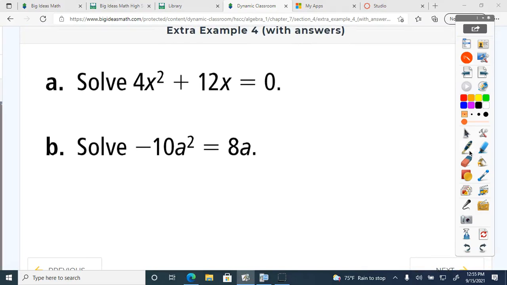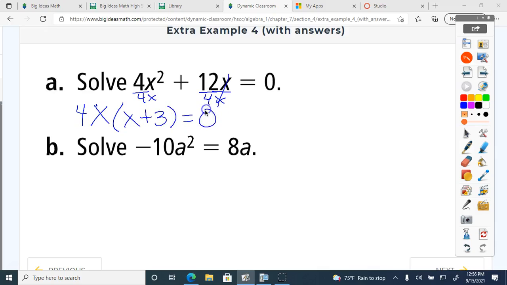All right. So this one's set up, right? It's already equal to 0. So we need to factor 4 and 12. What's the common factor between 4 and 12? 4. Good job. X squared and x. What's the common factor? Just x. So take that out. Divide these. That would be x plus 3. Just 3. The x is canceled.